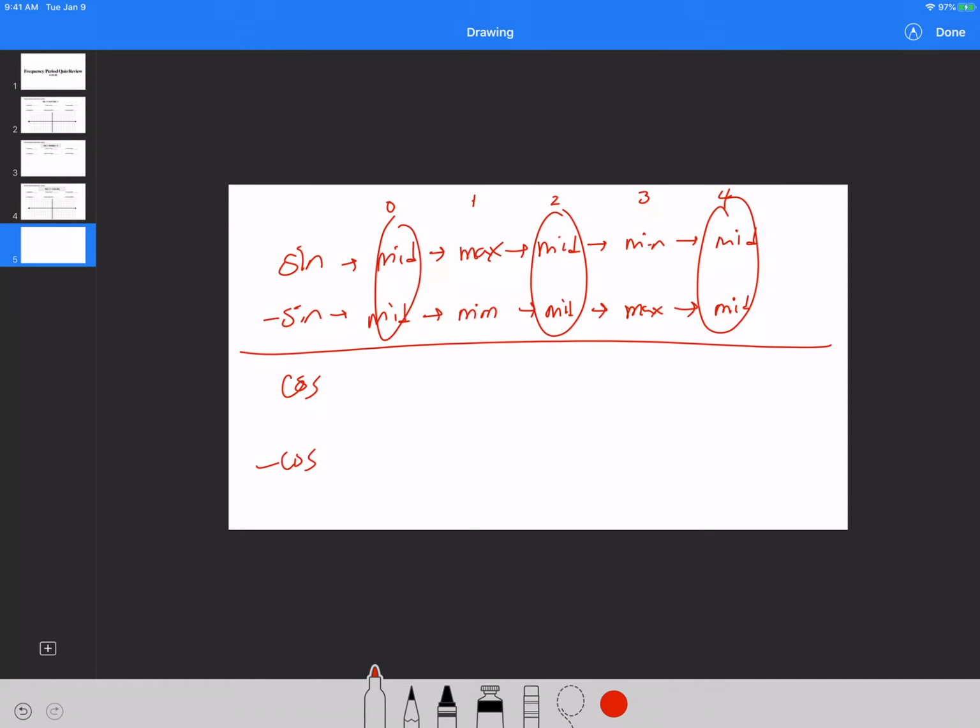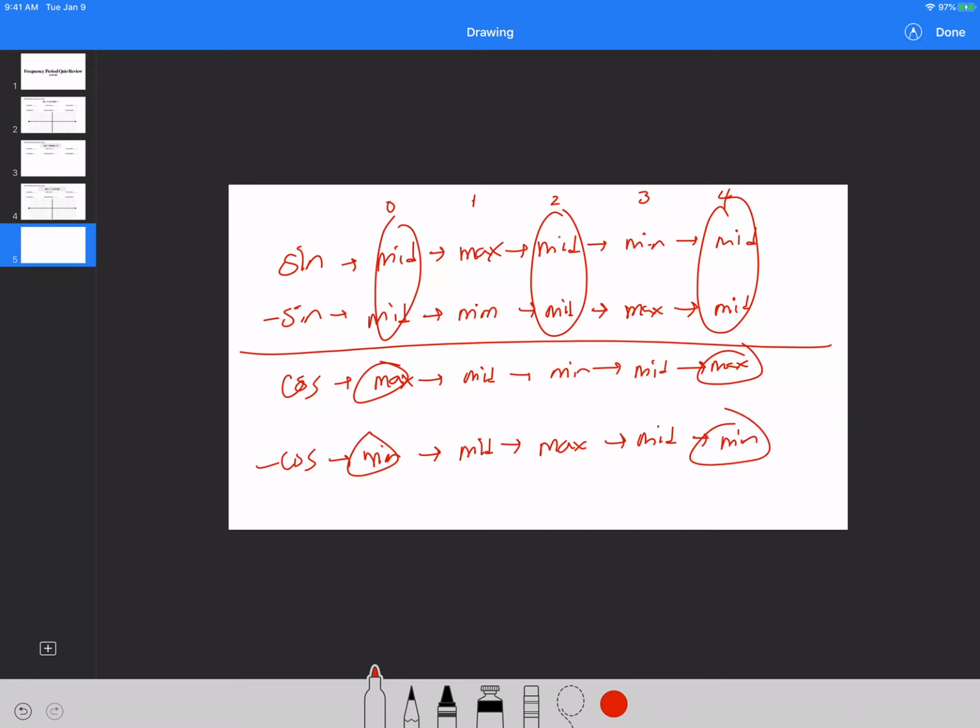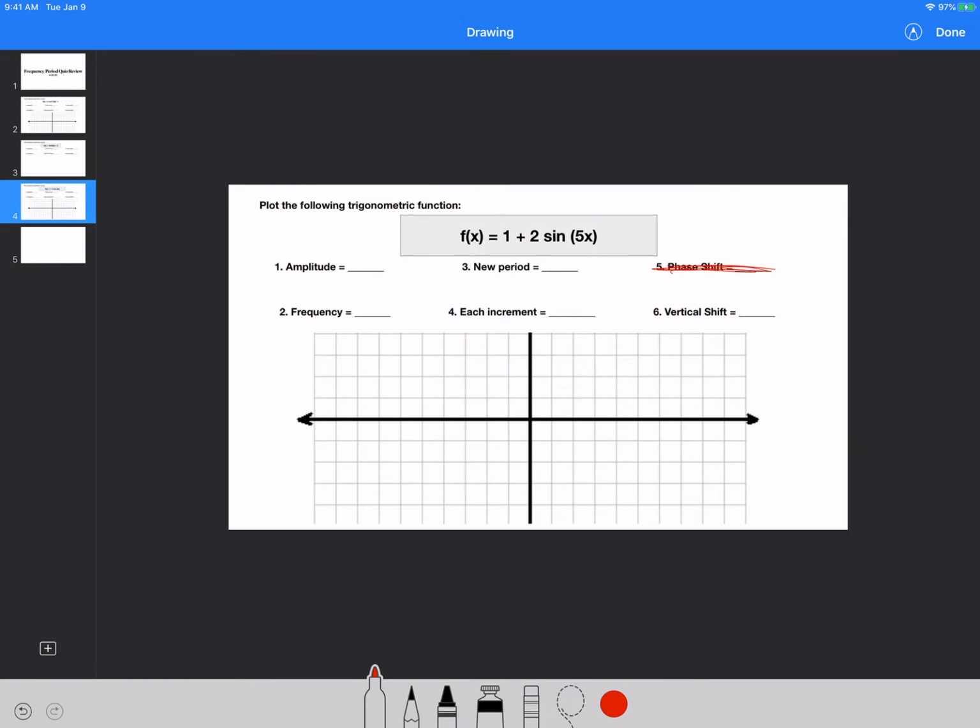For cosine, you always start at max, mid, min, mid, and then back to max. So your starting value should always end up being the same. And then for negative cosine, you start at minimum, mid, max, mid, and then min. Again, the starting and the end point is the same. Okay. All right, last question.